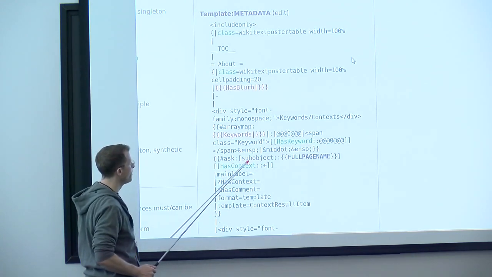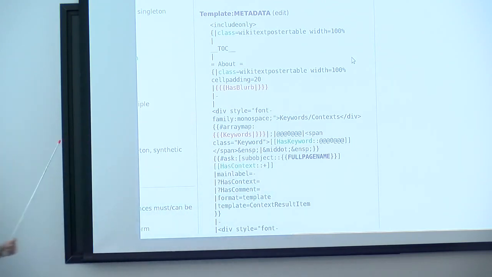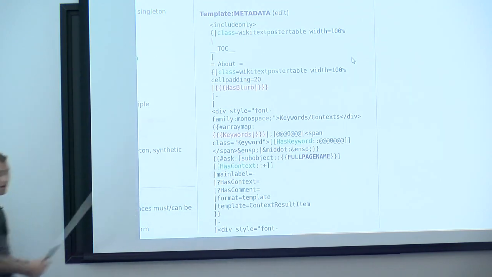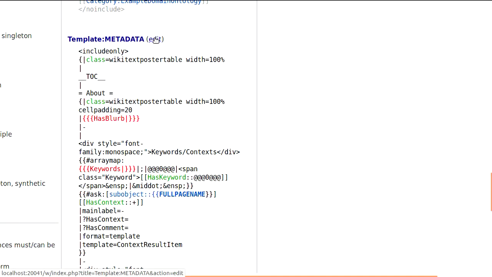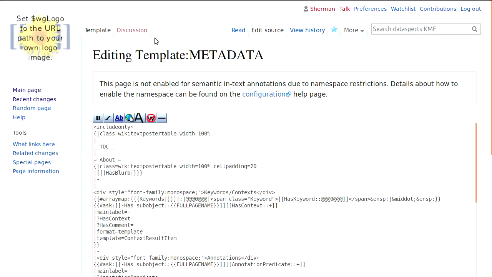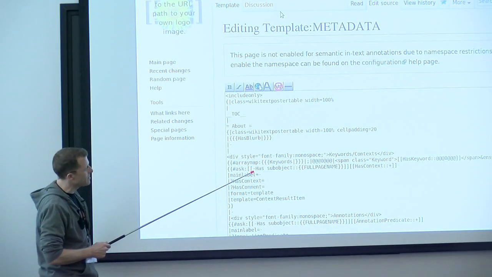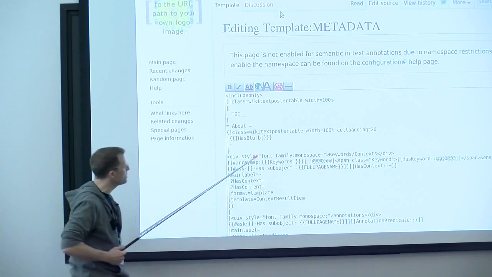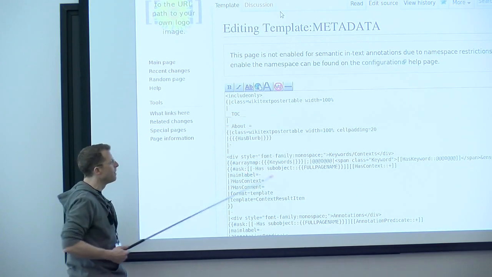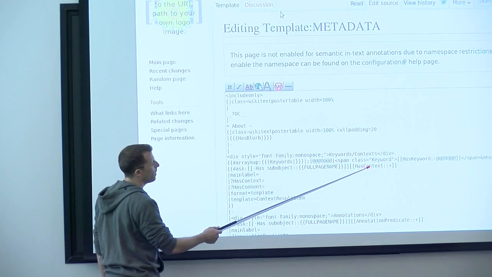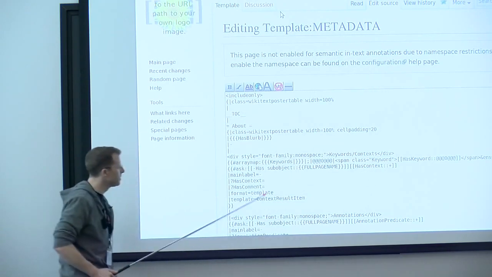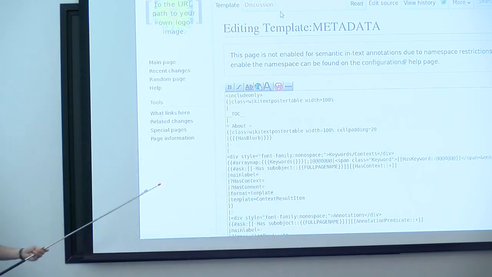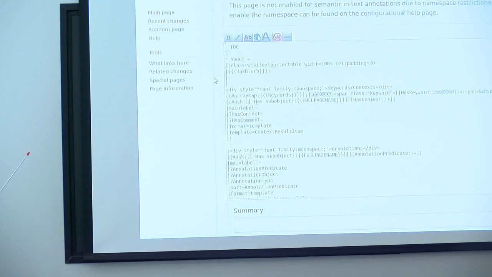Now that's a little stupid, because I did this highlighting myself and the regular expression is swallowing what's here. So we should look at it from this part. Okay, now we're here, you see? You're asking for context. So we're talking about, show me the keywords and the context. So the keywords is this, the array map. And then we have an ask query that queries the sub-objects that have the property has context, and it is then passed into a context result item template. Let's see what that contains specifically afterwards.